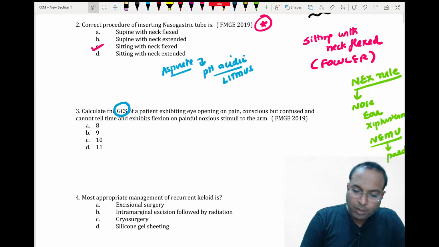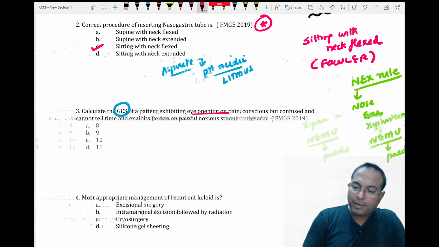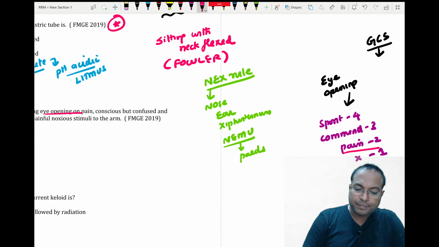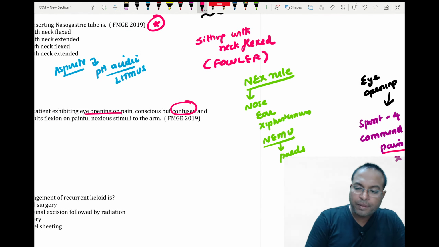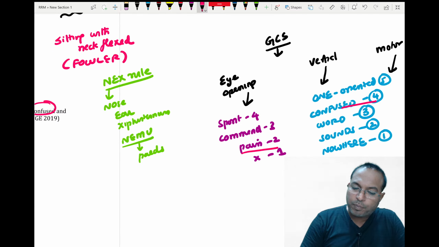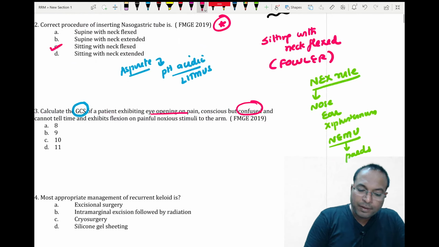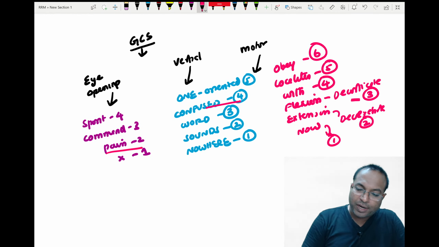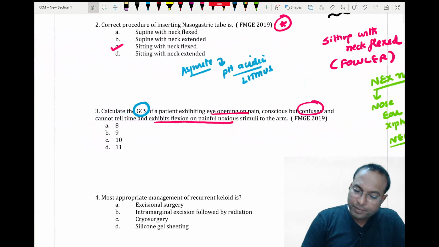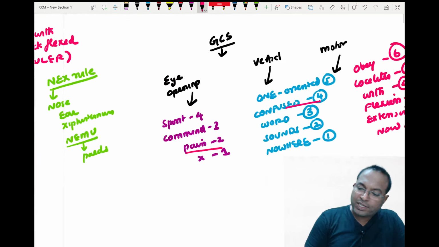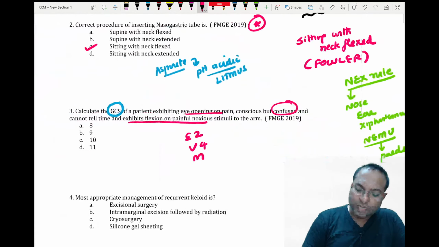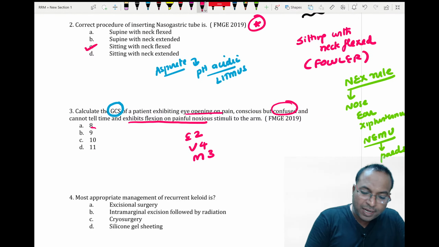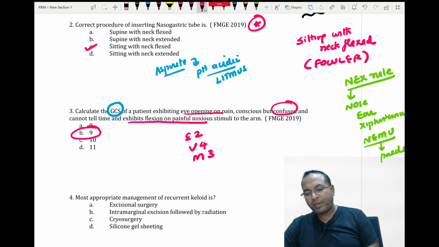Okay. So eye opening on pain. What is the score? Pain, 2 points. Confused is 4 points. Okay. And exhibits flexion on pain. Flexion deformity is seen. Flexion deformity is 3 points. So this is E2 V4 M3. The answer here is 7 plus 2, 9 is the answer here. Okay. So E2 V4 M3.